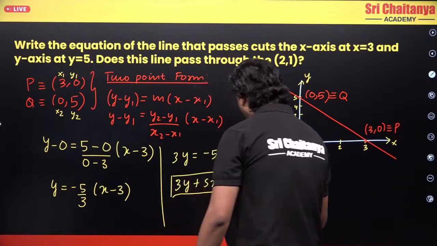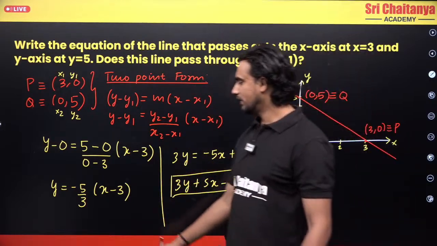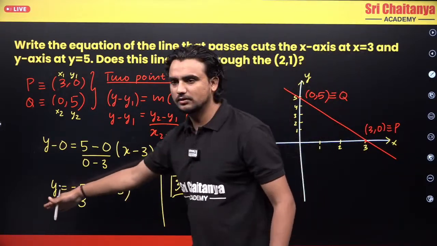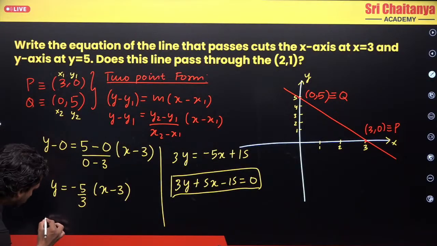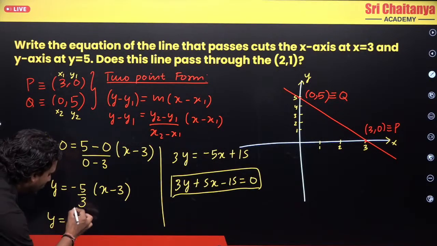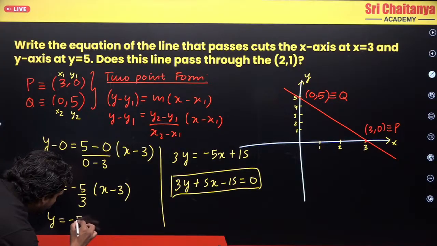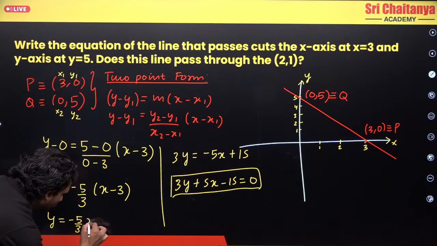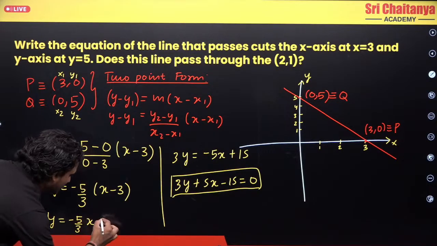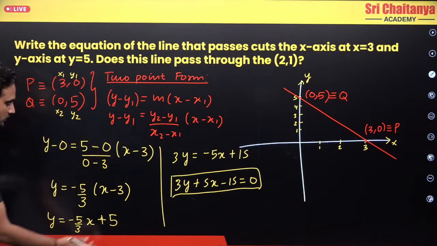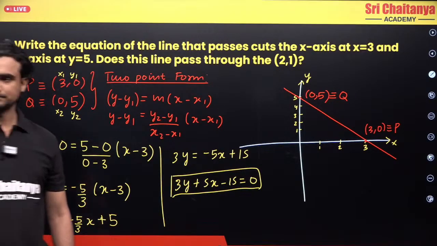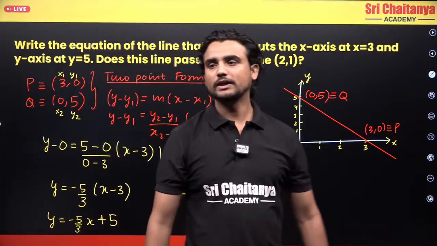Okay, I have not written this in the general form. To write it in the general form, what is the general form? The general form is y equals mx plus c. So y is equal to minus 5 by 3 x plus 5. So this is the general form of the straight line. Clear? So now let's move forward.